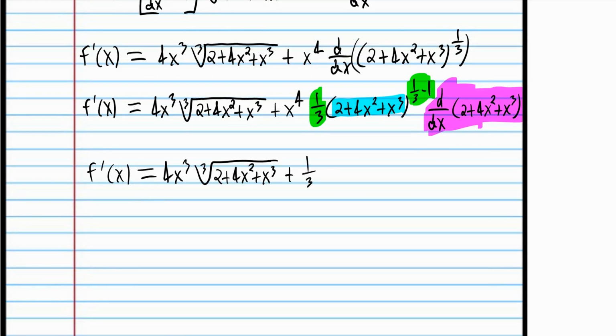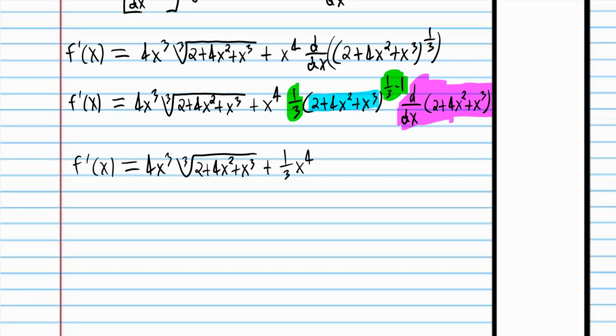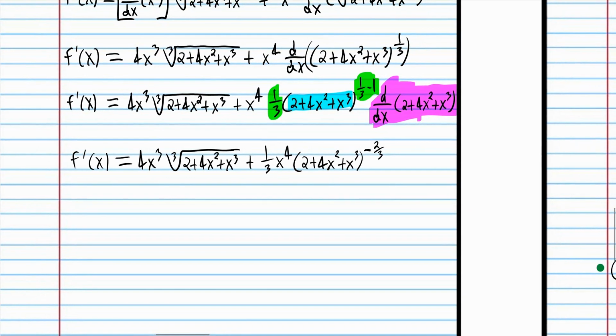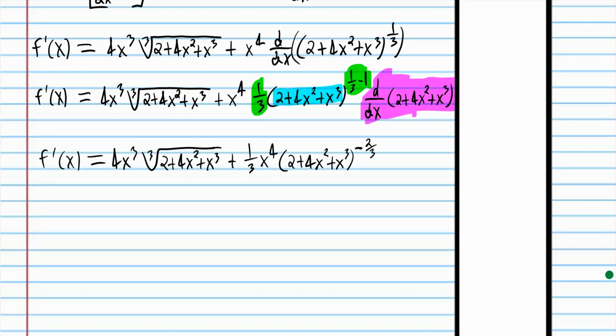So we have x to the fourth. I'm just going to say 1/3 x to the fourth, or you can say x to the fourth over 3 times 2 plus 4x squared plus x cubed to the negative 2/3 power. And then the derivative of that expression is 8x plus 3x squared.